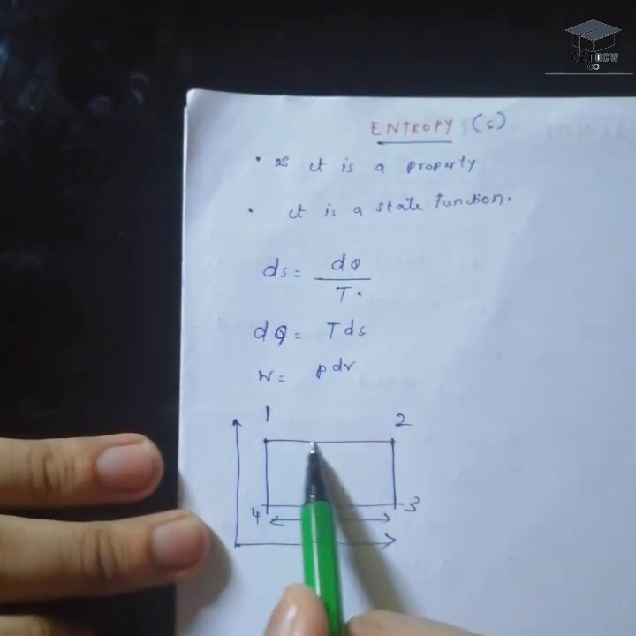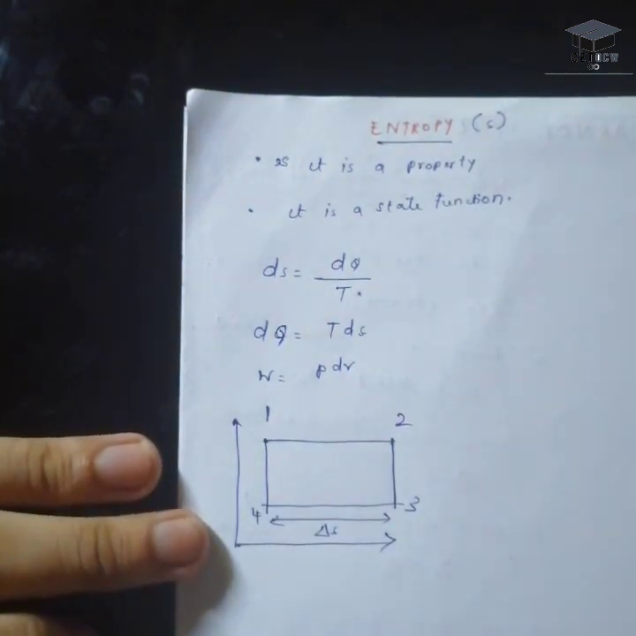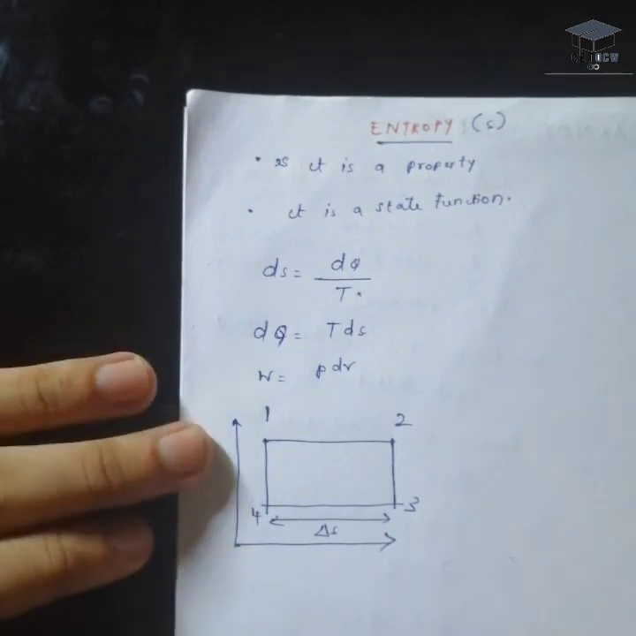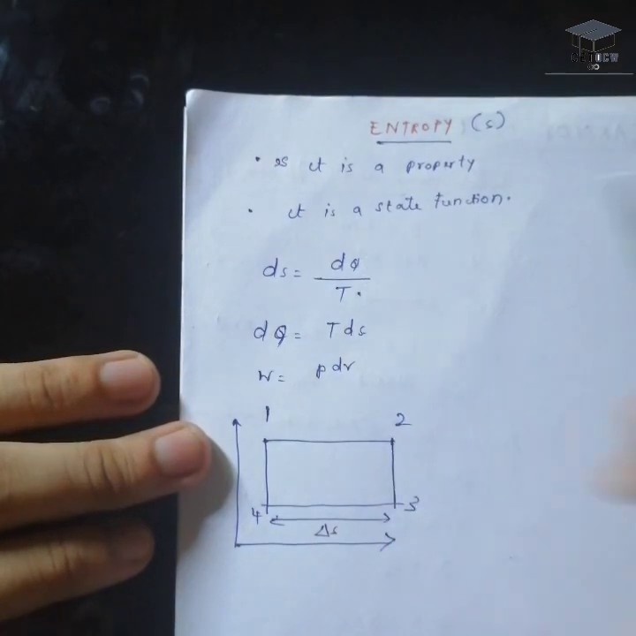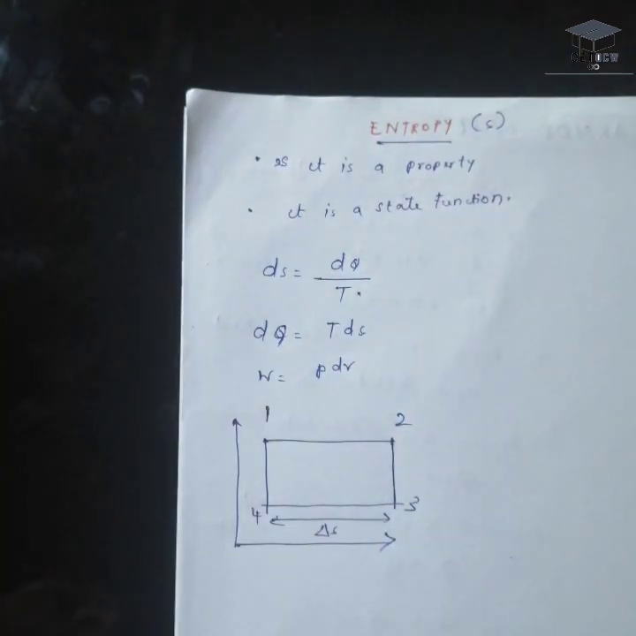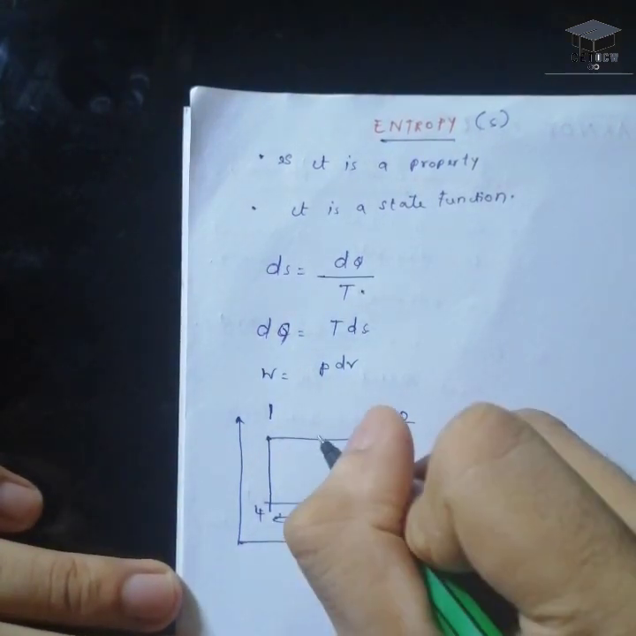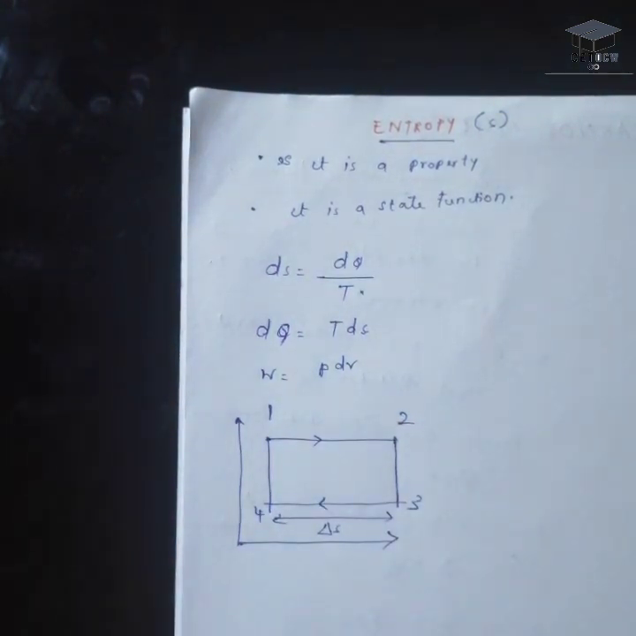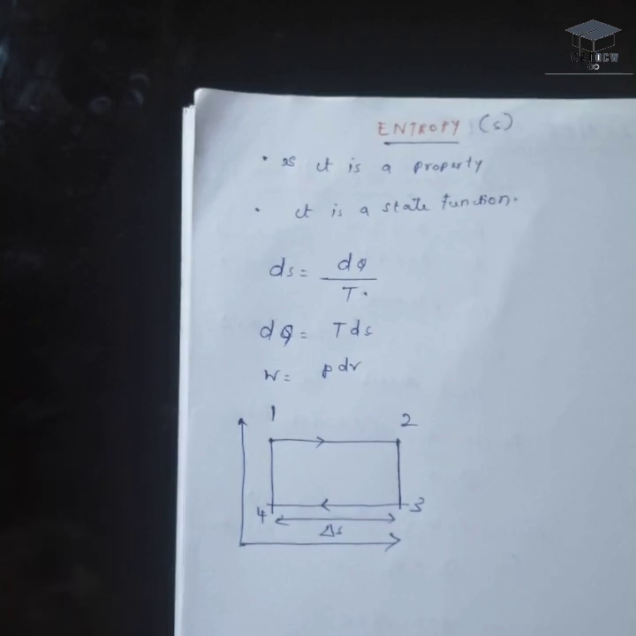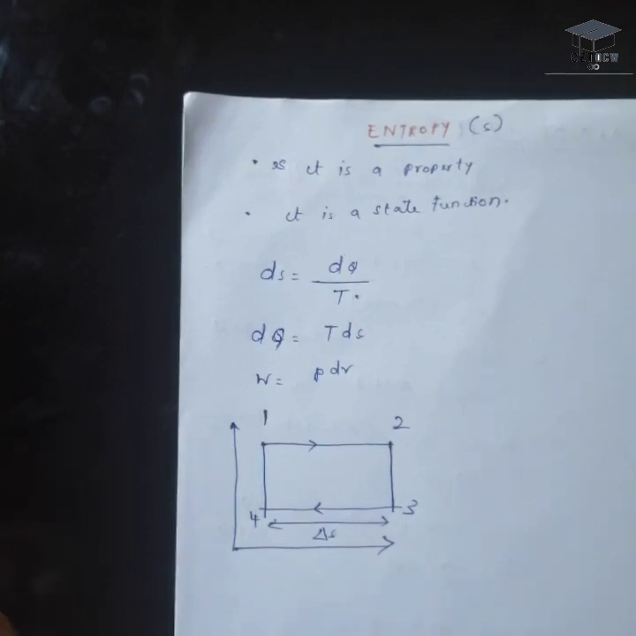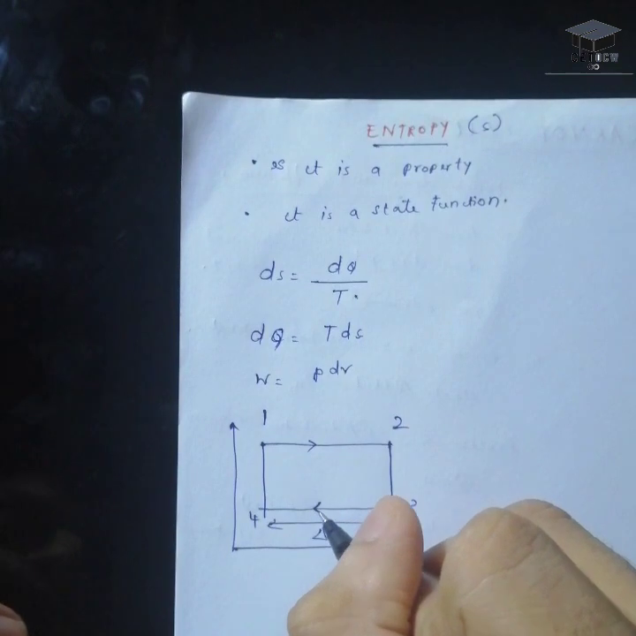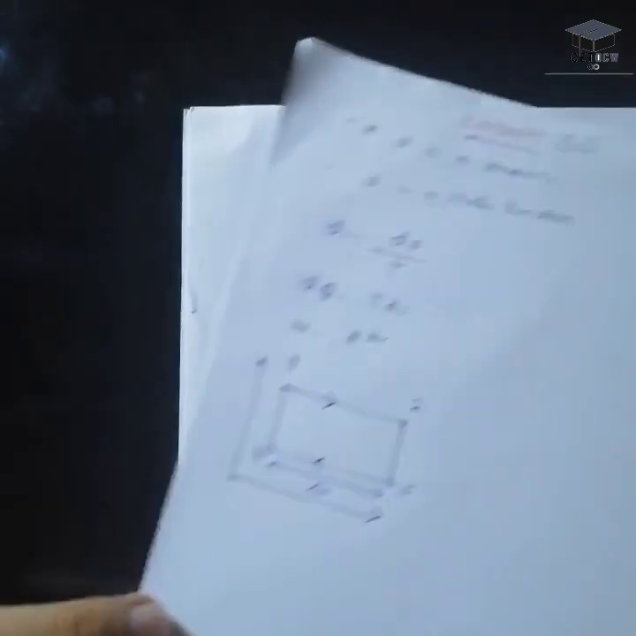But in the case of process 1 to 2, the value of entropy will change because ds is equal to dq by T. Since q is non-zero, since there is a heat addition, the entropy will increase. But in the case of process 3 to 4, since the heat is being rejected, the value of entropy will decrease. So we can see that there is a decrease in the value of entropy.